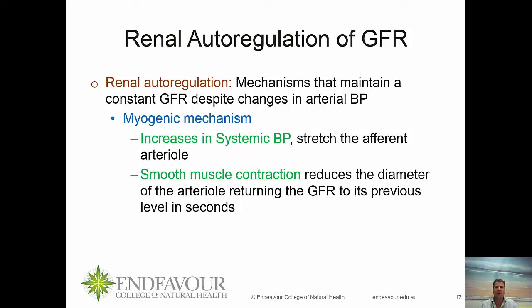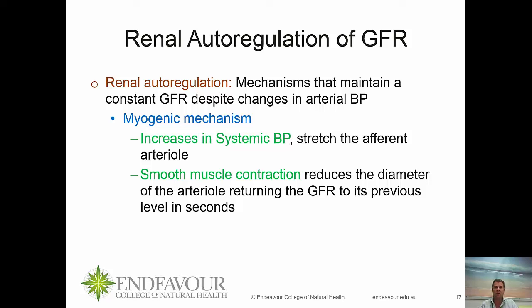If we don't do anything about that, the glomerular filtration rate is going to go right up because the filtration pressure of the blood, or hydrostatic pressure, has gone up. So what happens? Because there's an increase in pressure, the afferent arteriole stretches, and in response to that stretch, our afferent arterioles actually contract to reduce the diameter of our arteriole, and that actually returns the blood pressure within our little glomerular capillary back to normal. So we don't have a big change in GFR despite us having a big change in systemic blood pressure.